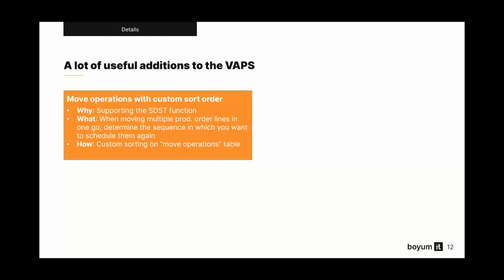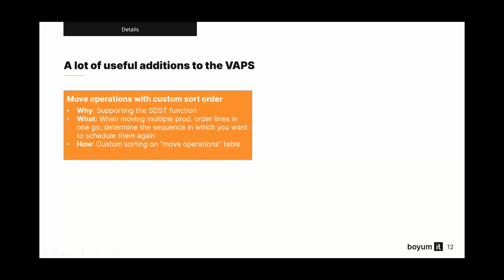And now actually, in order to support the SDSD function that I will show you later, we enhanced this dialog with which you select those production order routing lines that you want to move, in a way that you also can sort them. So you can say, okay, I want to move these 8 operations, these 8 production order routing lines in one go, but I do not want to move them in the same sequence that I have, but I want to reorder them and then determine the sequence in which they get scheduled again.